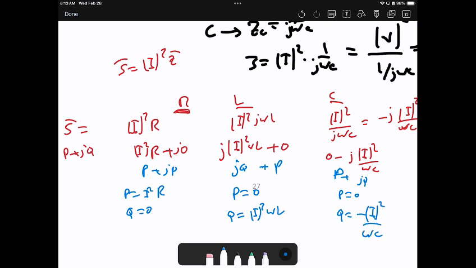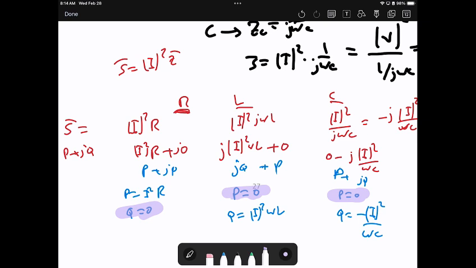So we can conclude something. The real power for the inductor and the capacitor is zero. Reactive power for the resistor is zero as well. Then we can use this conclusion. If you see a question in the homework asking to find the real power for the inductor or the capacitor, you don't need to calculate anything. You say the inductor is not consuming any real power, so it will be 0.